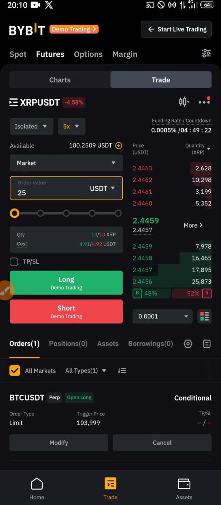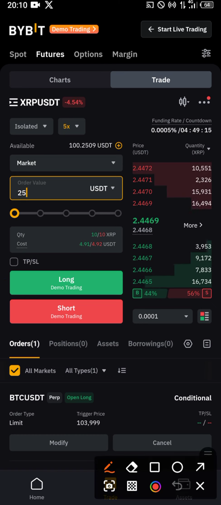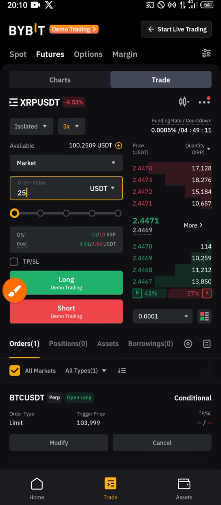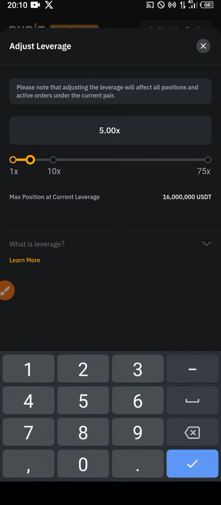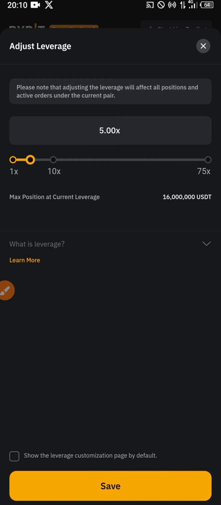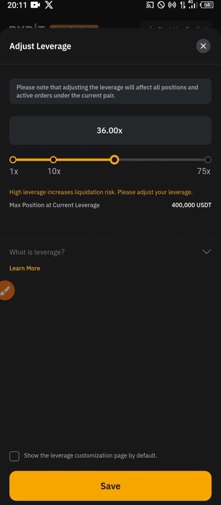Now, let's move to how to use leverage and different margin type. Now, what is leverage? This is leverage up here. When you click on it, you see 1x, 2x, 3x, 5x, 10x, 25x, 75x, and you can click on customize. So you can make use of this slider, the amount of leverage you want to use.